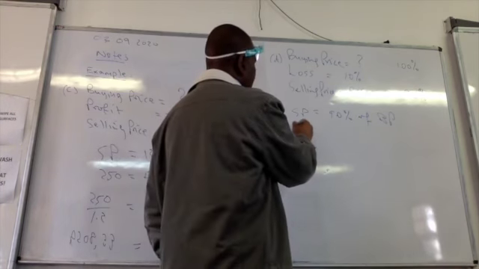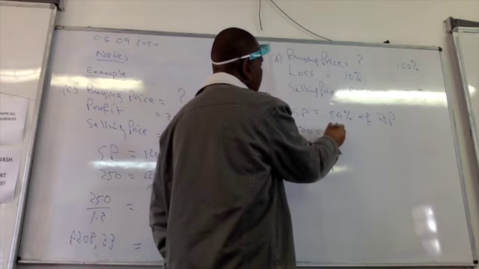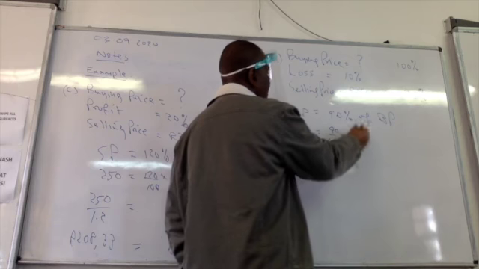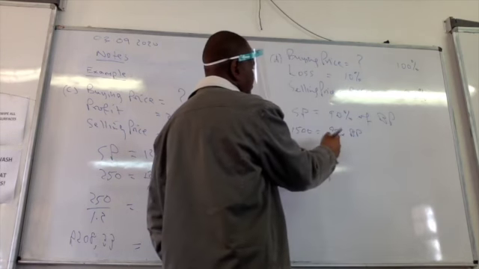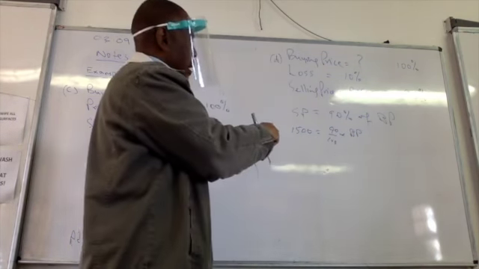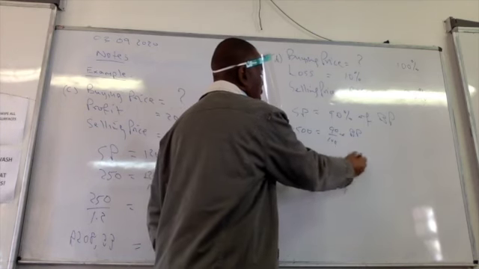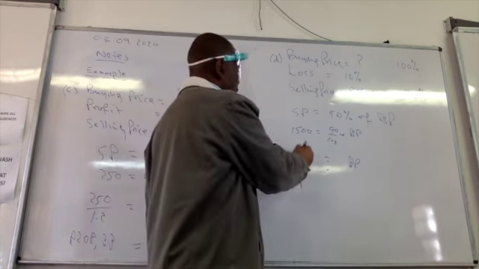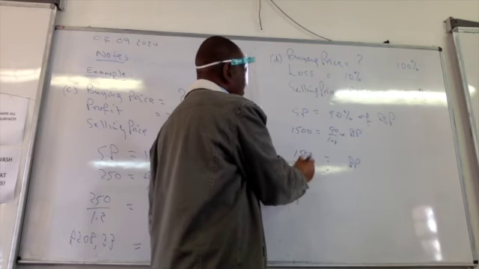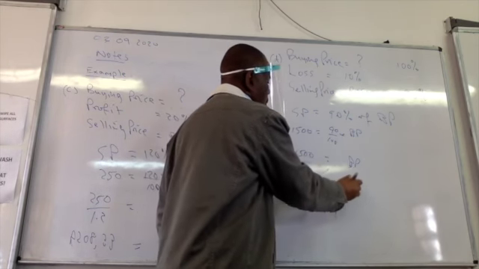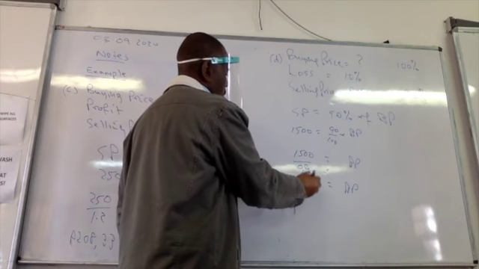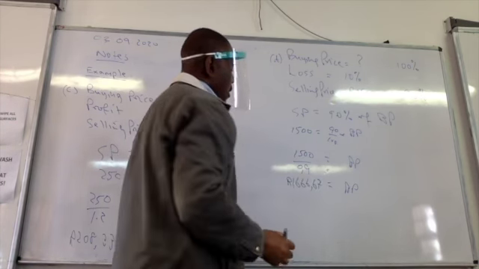The selling price we are given is 1,500. So this is 90% multiplied by the buying price. 90% is 0.9, am I right? So to get the buying price, we need to divide by 0.9, right? So divide the 1,500 by 0.9. What do you get? 1,666.67. Okay, well done.